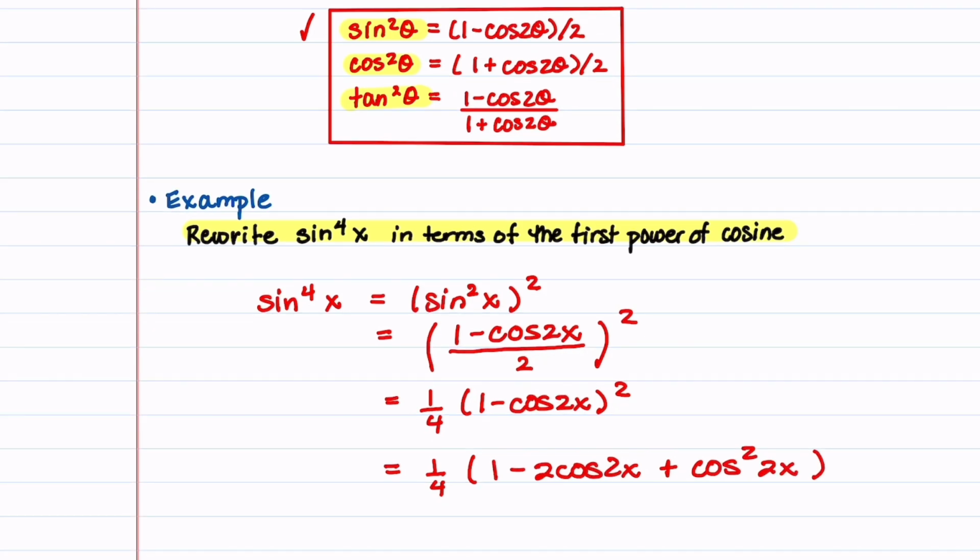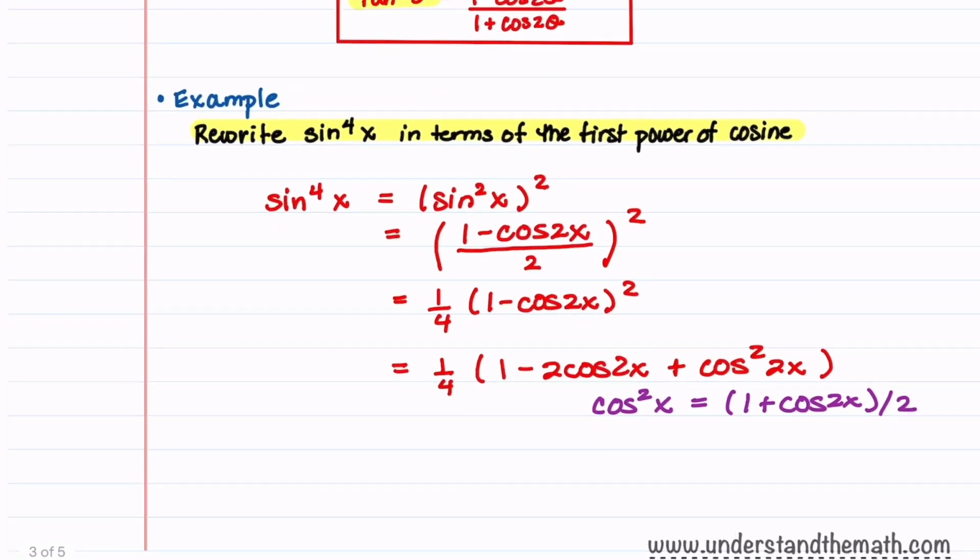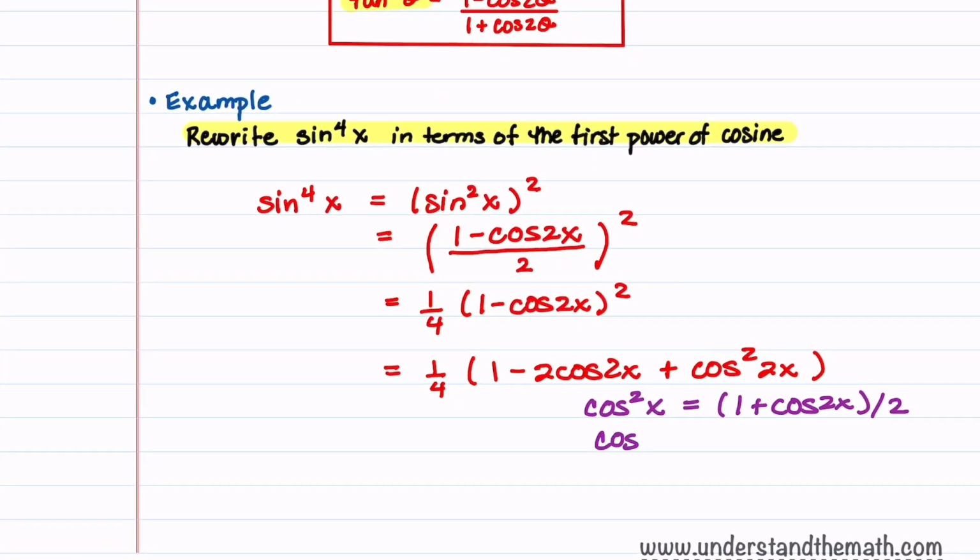We'll now use a power reduction formula for cosine squared. We have cosine squared x is equal to (1 plus cosine 2x) divided by 2. That tells us that cosine squared of 2x is equal to (1 plus cosine 4x), because we had to double the angle, all divided by 2. Let's now plug this in.